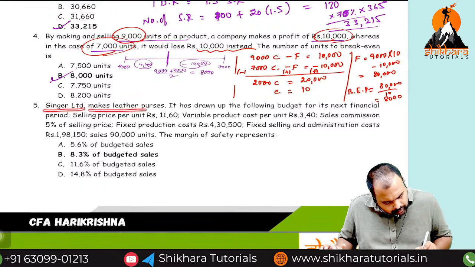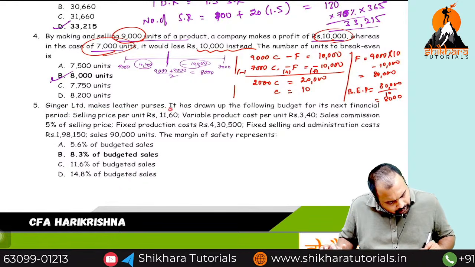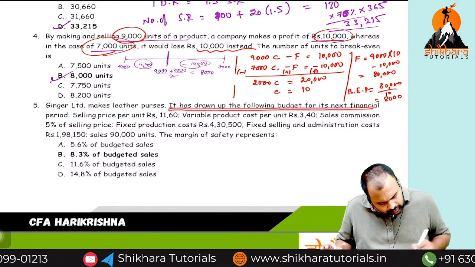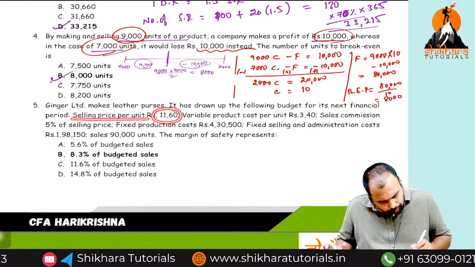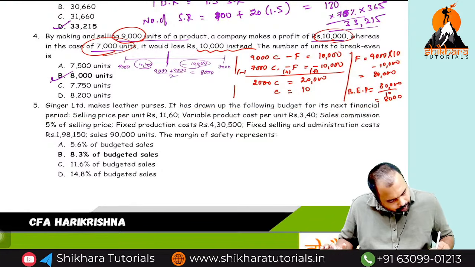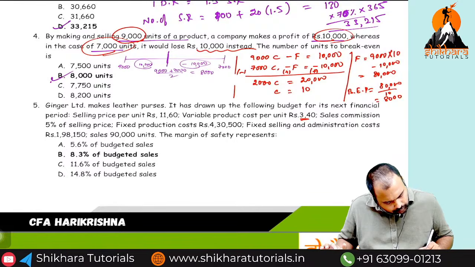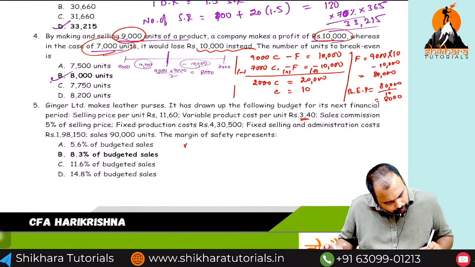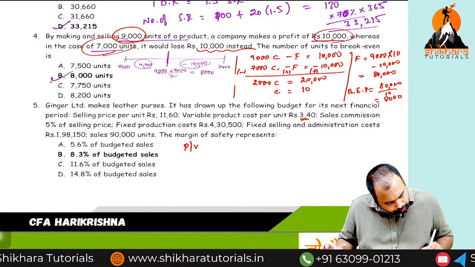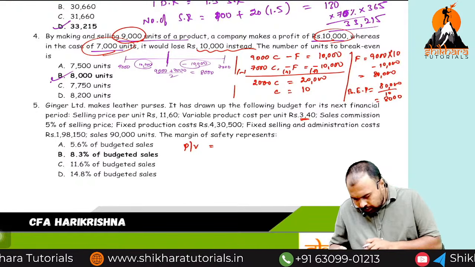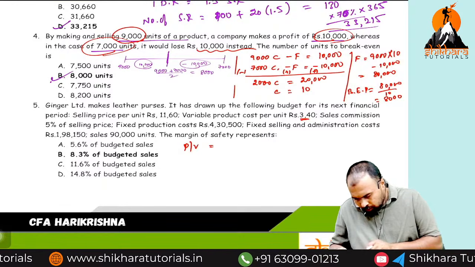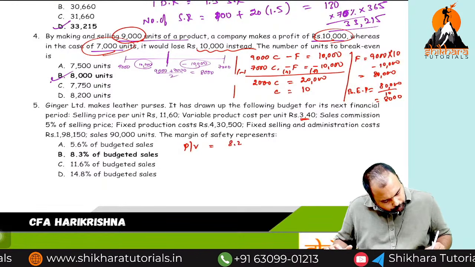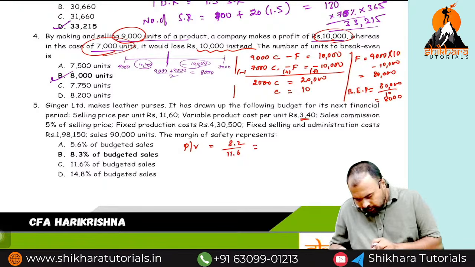Ginger Limited makes leather purses. It has drawn up the following budget for the next financial period. Selling price per unit is 11.6. Variable cost is 3.4. Then PV ratio is equal to 11.6 minus 3.4, which is 8.2, divided by 11.6.